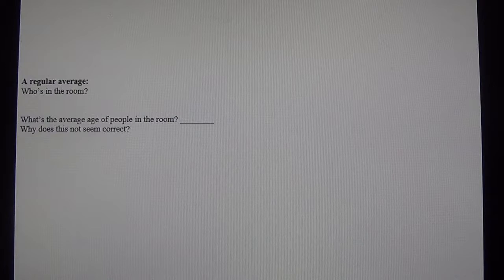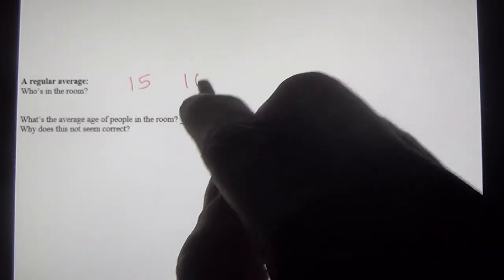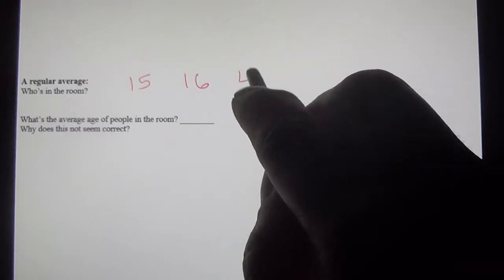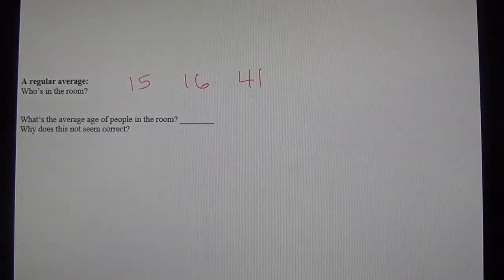Okay. I want to start with just a normal average, before we get into the special average we use for atoms. So let's talk about who's in the room. In a typical chemistry classroom, we have 15-year-olds and we have 16-year-olds. And in my classroom, we also have a 41-year-old.